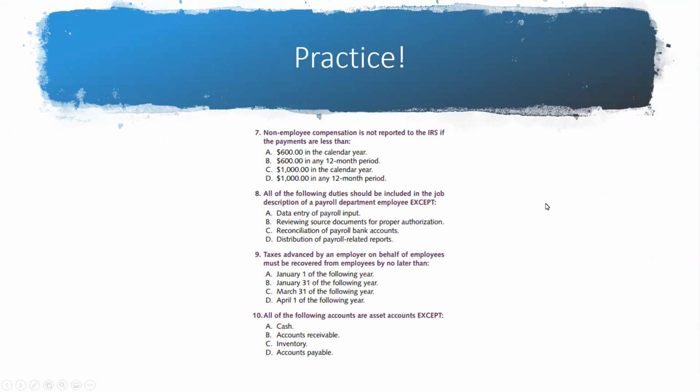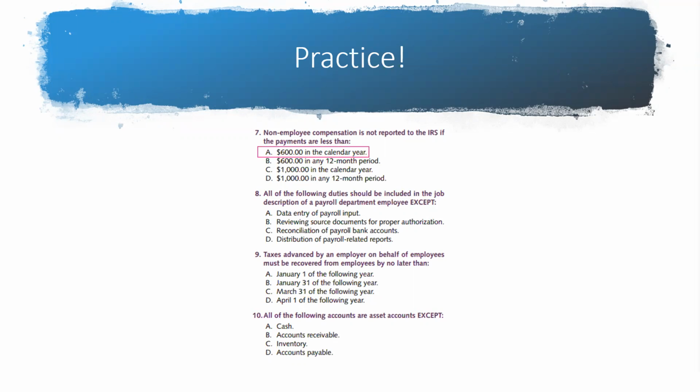Non-employee compensation is not reported to the IRS if payments are less than A, $600 in a calendar year, B, $600 in a 12-month period, C, $1,000 in a calendar year, or D, $1,000 in any 12-month period. Good job. It is A, $600 in the calendar year. So if you're going to do a 1099, you don't have to if it is less than $600 for the whole year.